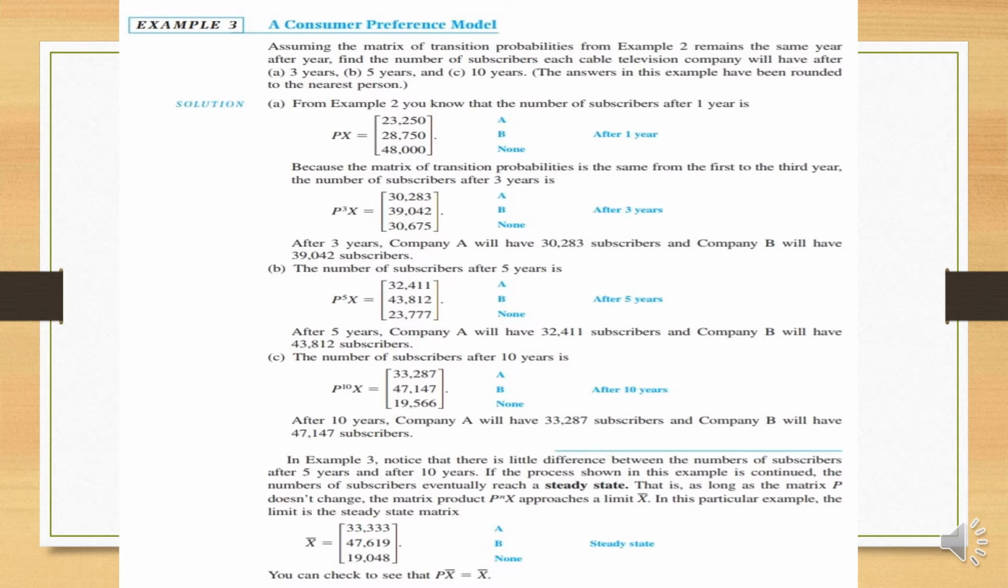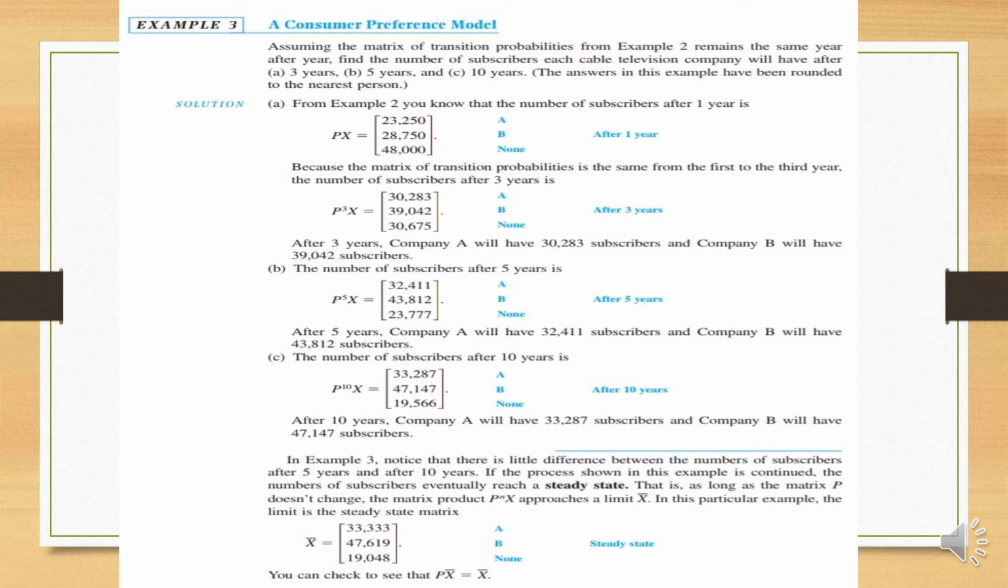One of the appeals of this matrix solution is that once the model has been created, it becomes easy to find the state matrix representing future use by repeatedly multiplying by the matrix P. So let us see the process here. Since the matrix stays the same and the transition probabilities are the same from the first year to the third year, we can find the state after 3 years with P raised to 3, times X.